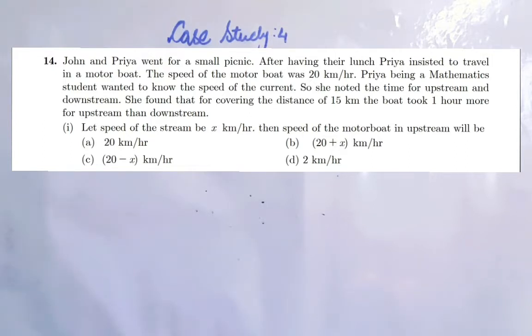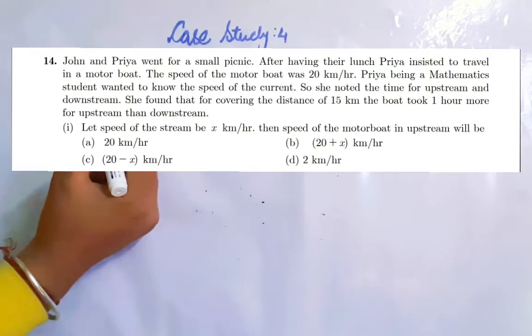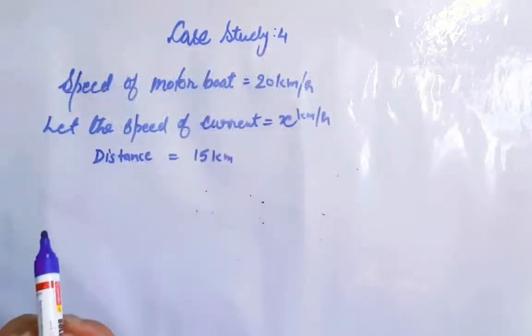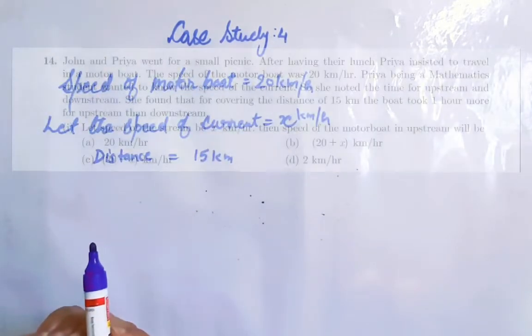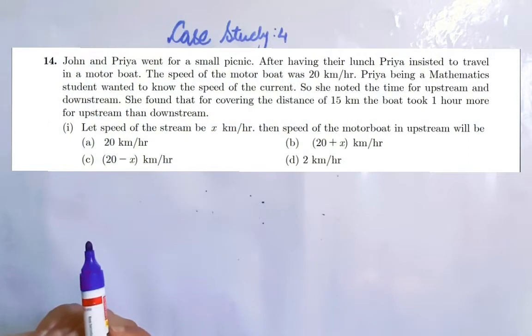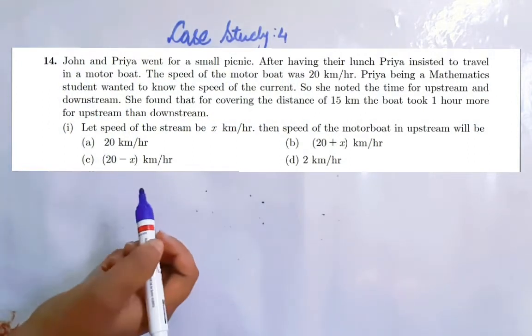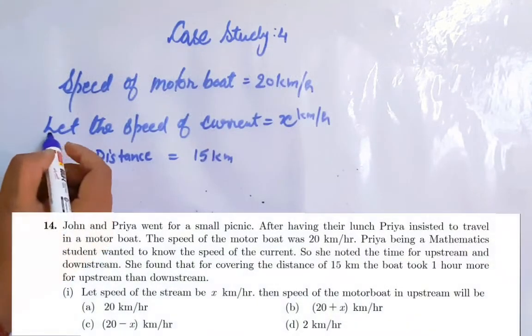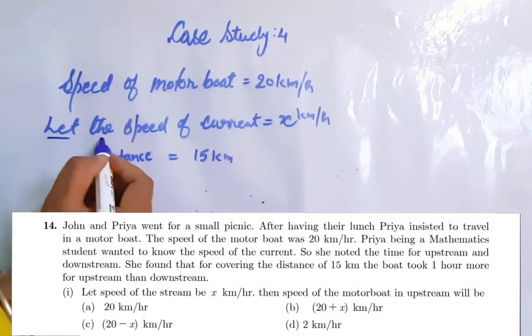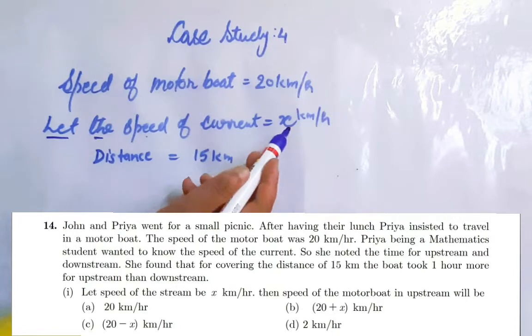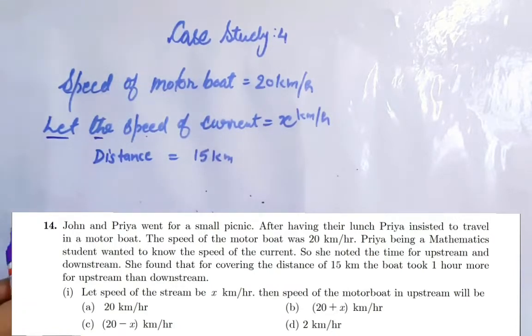So what is given in the question? The speed of the motorboat is 20 km per hour. Then Priya, being a mathematics student, wanted to know the speed of the current. Let us suppose it equals a variable. So let the speed of the current be x km per hour.